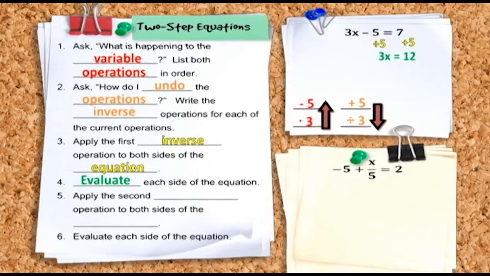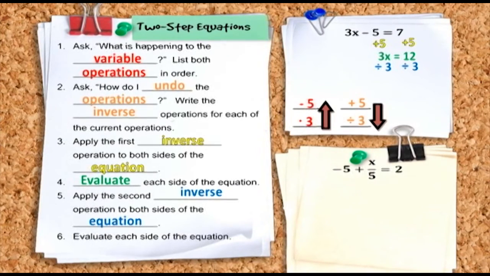I'm going to do the same thing again, but I'm going to apply the second inverse operation to both sides of the equation. Again, I need to do it on both sides to keep things balanced. Well, I added 5. If I follow my arrow down, I'm going to divide by 3 next. 3x divided by 3. Well, 3 divided by 3 is 1. That's my identity. So I'm evaluating each side of the equation.